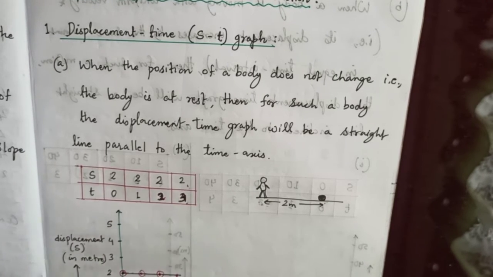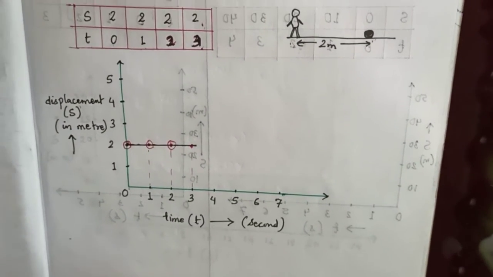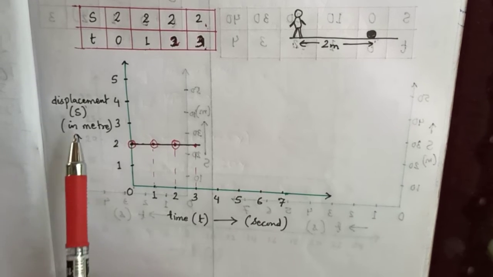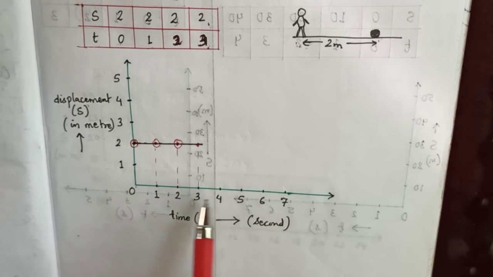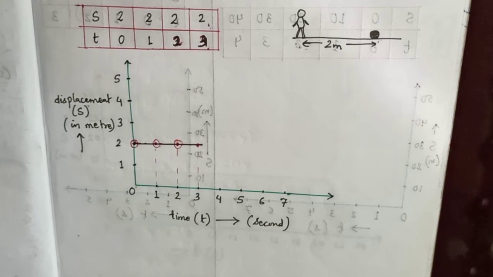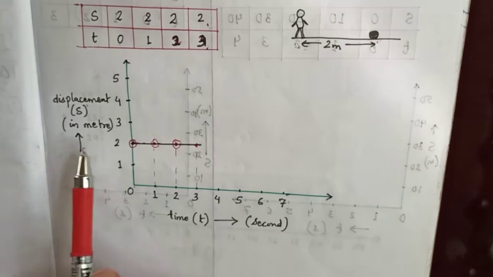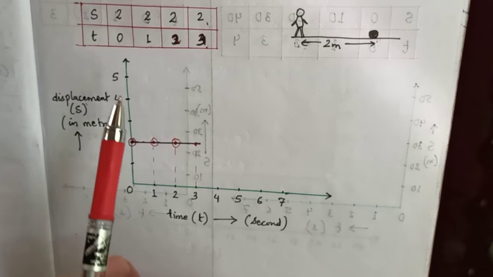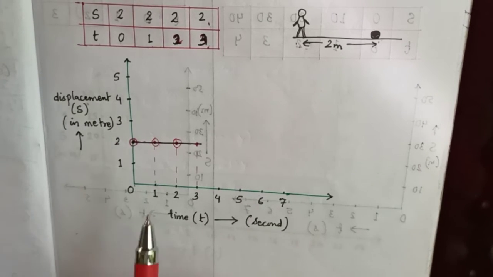If we plot a graph for such a body, it will look like this. In a displacement time graph, we need to remember that we always plot displacement along the vertical axis and the time along the horizontal axis. Displacement is measured in meter, which is the SI unit, and the SI unit of time is second. From this table, if we plot the graph, it will look like this.